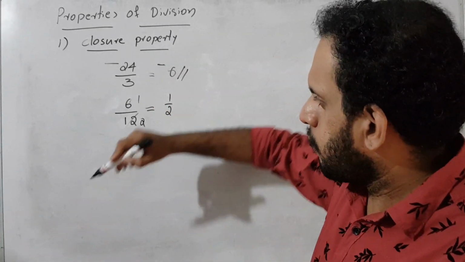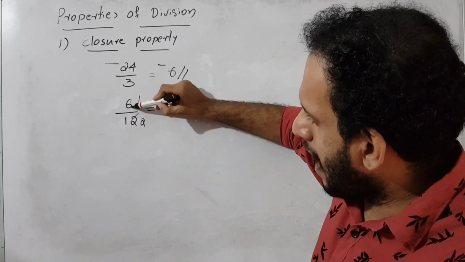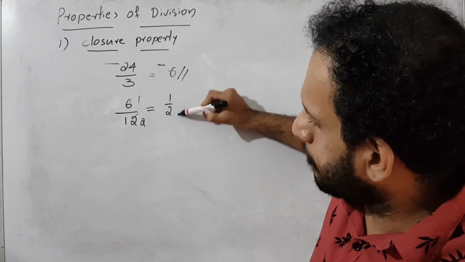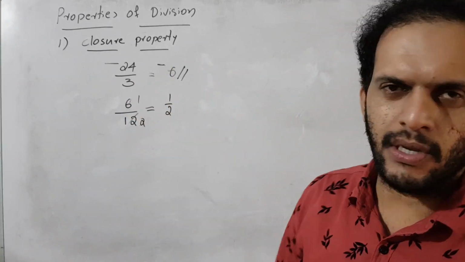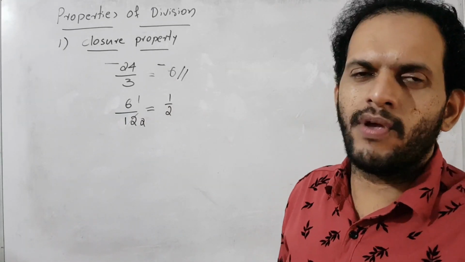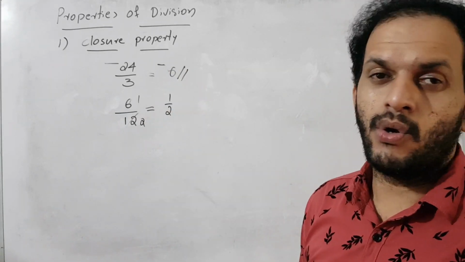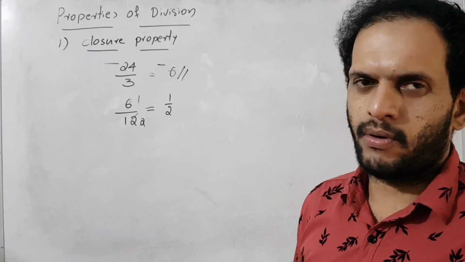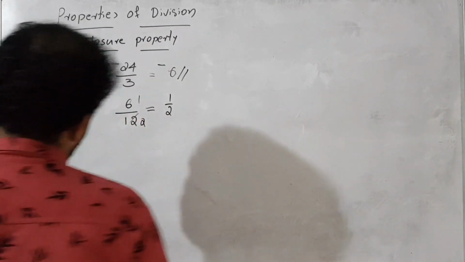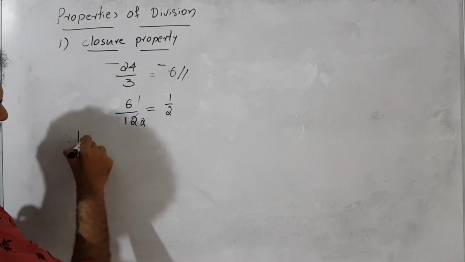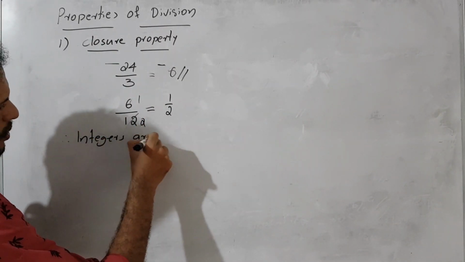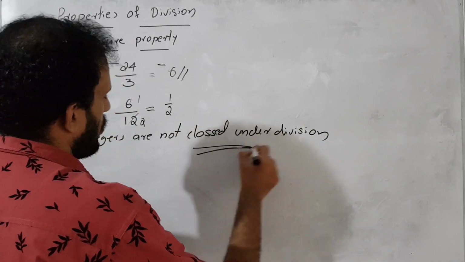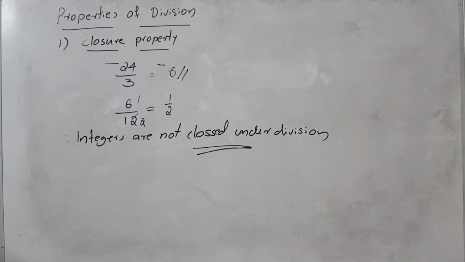Okay, but what did we do? We take two integers and we divide them, but the answer is not an integer. What do we conclude? We conclude integers are not closed under division. Therefore, integers are not closed under division.